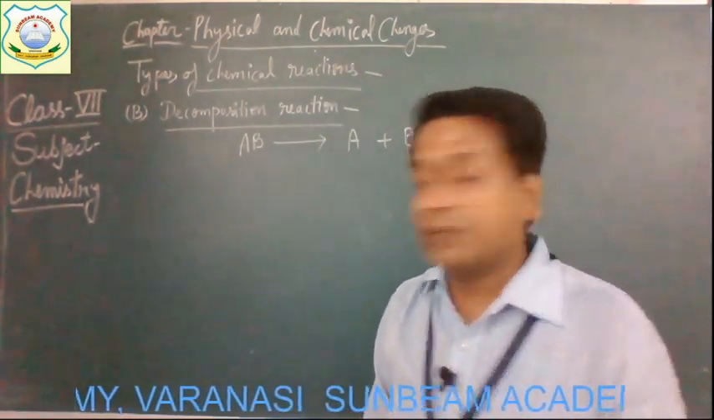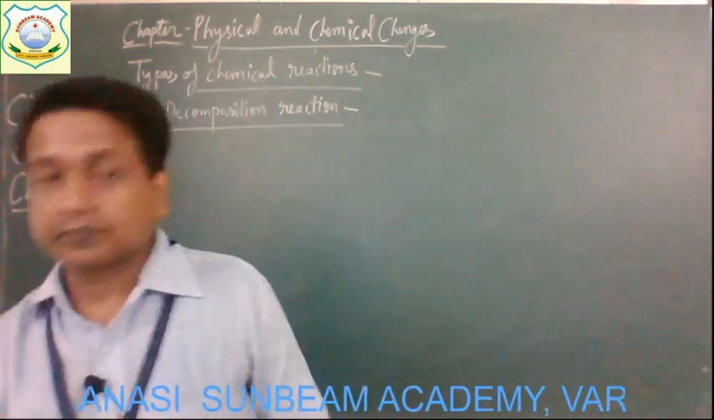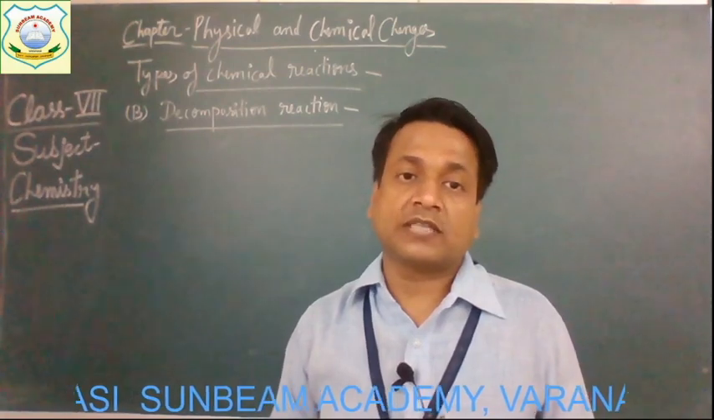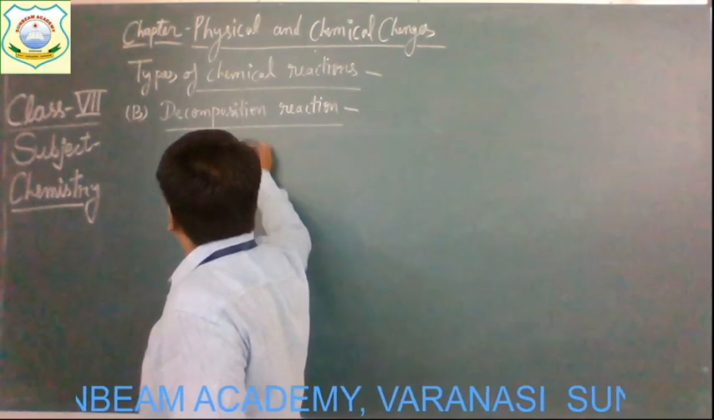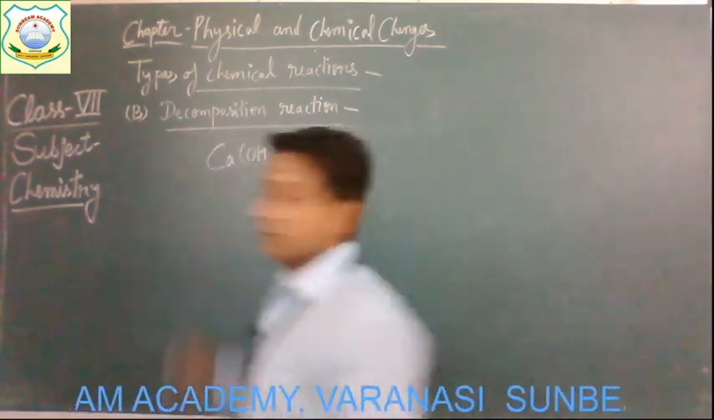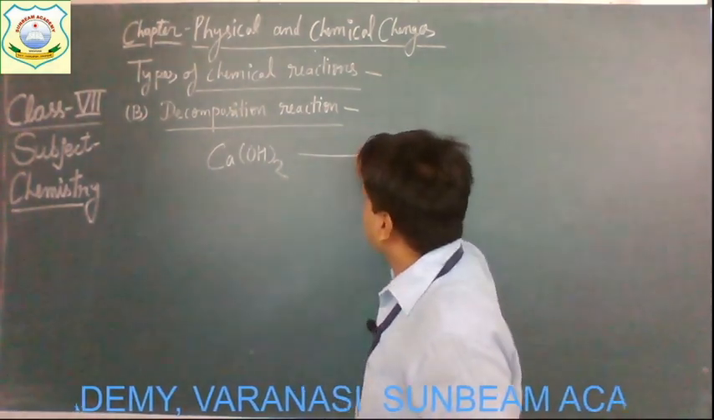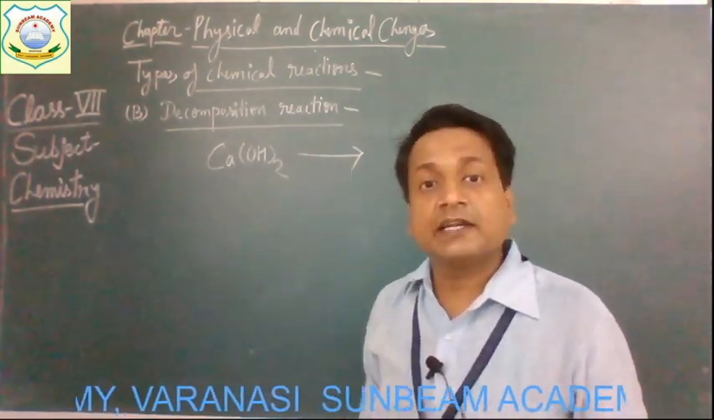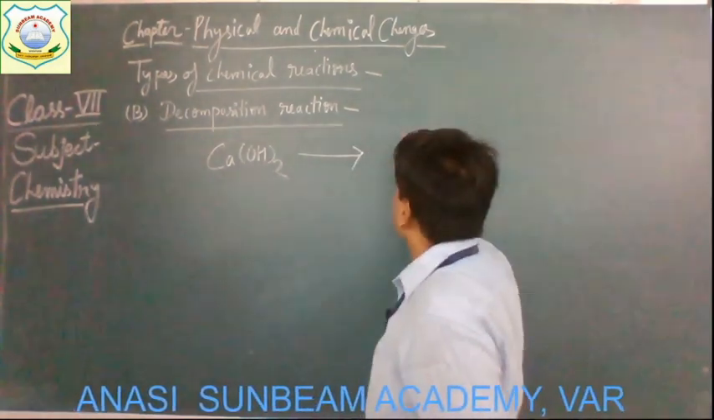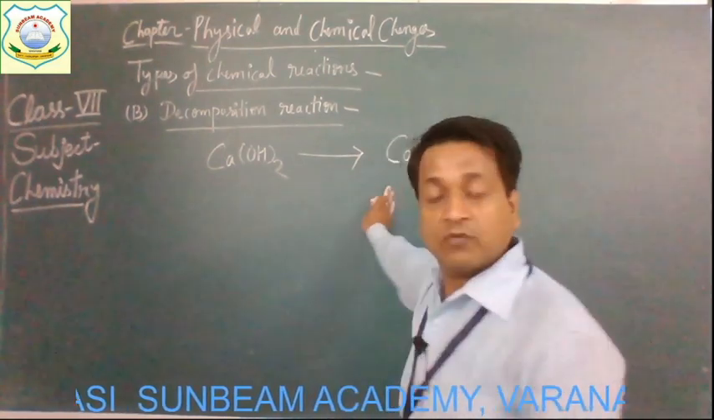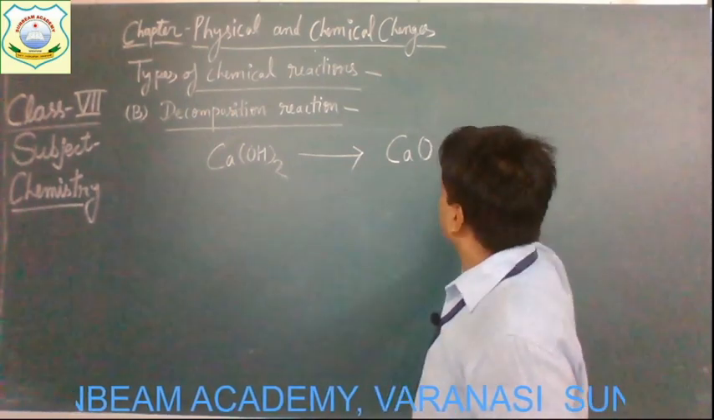The first example is when calcium hydroxide is heated. Children, this is the formula of calcium hydroxide, and when this calcium hydroxide is heated, it gets decomposed into calcium oxide. The formula of calcium oxide is CaO, and it also forms water.